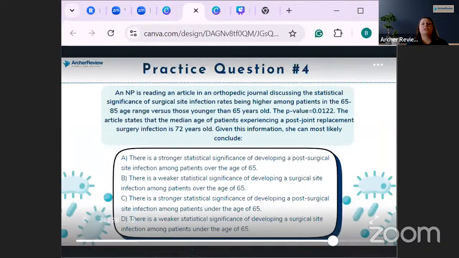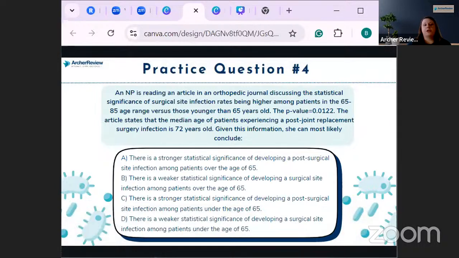All right, practice question number 4 here. The nurse practitioner is reading an article in an orthopedic journal discussing the statistical significance of a surgical site infection rate being higher among the patients in the 65 to 85 range versus those younger than 65 years old. Here's your p-value, 0.0122. The article states that the median age of patients experiencing a post-joint replacement surgery infection is 72 years old. Given this information, the nurse practitioner most likely concludes what?